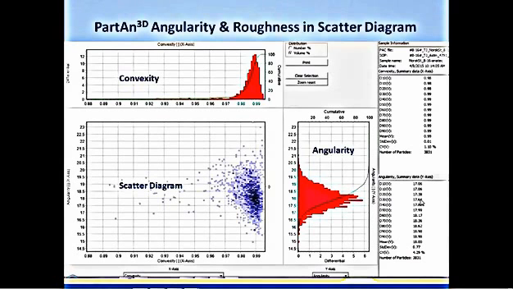This is a scatter diagram result of angularity plotted versus surface roughness, which is convexity on the x-axis volume distribution. Angularity in the y-axis runs from about 15 to 21. The higher the number, the more angular. Convexity goes from about 0.92 to over 0.99. 1 indicates an entirely smooth convex surface.